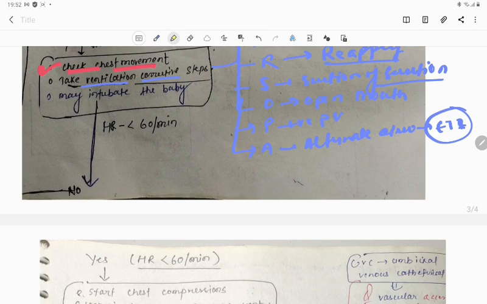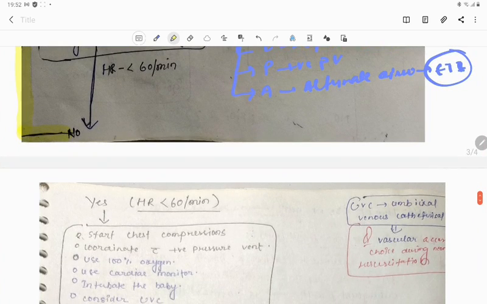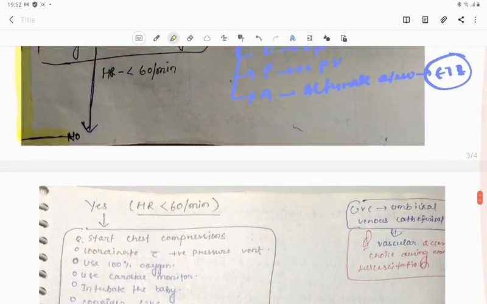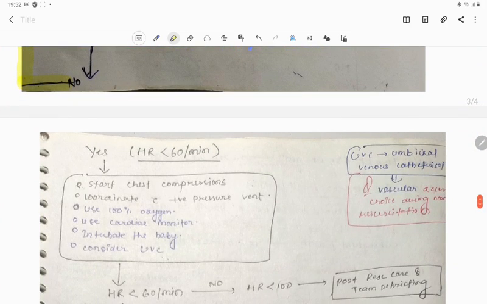Okay, so if after that the heart rate starts coming to normal, right, then we go for the post resuscitation care. But if still it is less than 60, right, 2 times 100 and 2 times 60, if it comes out to be less than 60, then we do 6 very important things. We start with the chest compressions, right? These chest compressions are coordinated with positive pressure ventilation using bag and mask.